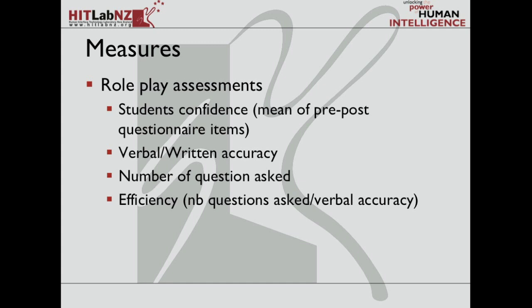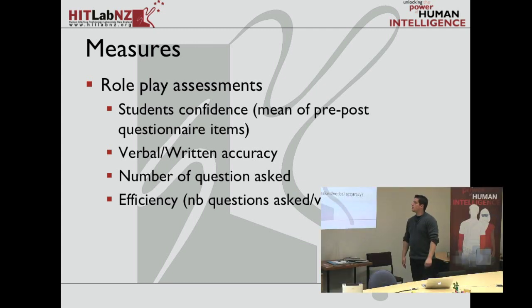Verbal accuracy basically represents the amount of information you could get out of the actor that plays the patient. So basically, by talking with him, out of all the information you could get, how much you get out of him. And written accuracy represents the percentage of that information you collected from the patient that you were able to report correctly on the sheet I showed you earlier.